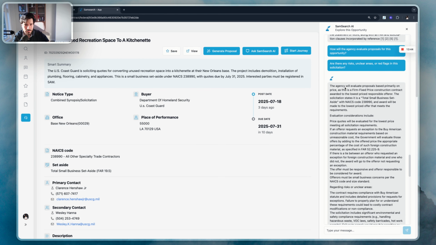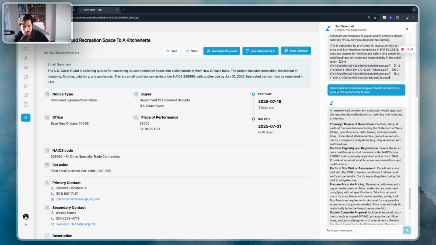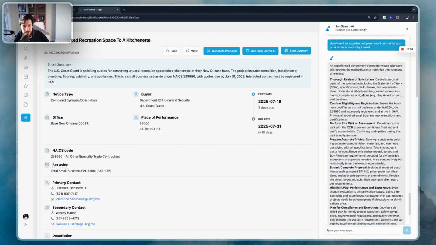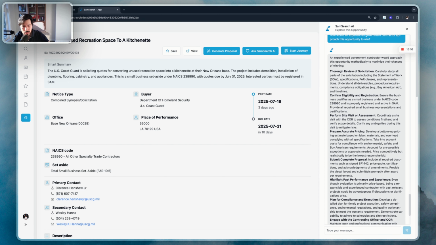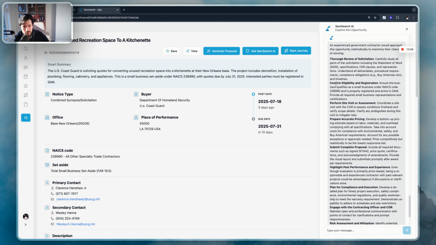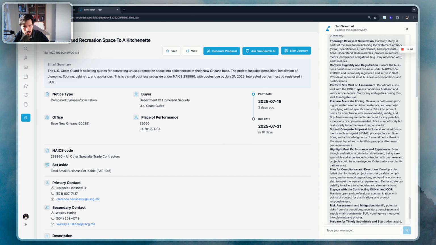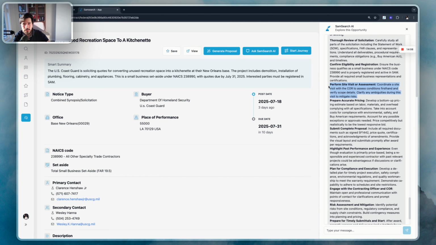So in this case, I asked the AI, how would an experienced government contractor approach this opportunity to win? And then it gave me exact details on how that would happen. So: thorough review of the solicitation, confirm registration and eligibility, perform site visits. This one is a core important thing that was mentioned in the details from the AI. This way I know that if I go and meet these people and see the project and talk to them and understand the project on a deeper level, my chances of winning are higher.